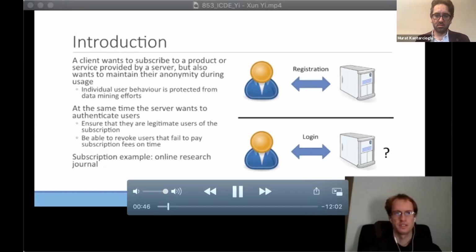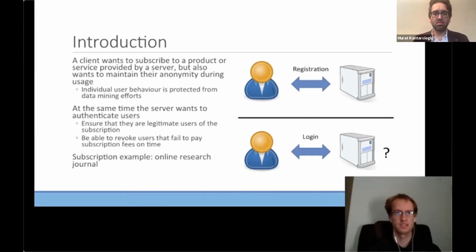So we consider a scenario where a client wants to subscribe to a product or service provided by a server, but also wants to maintain their anonymity during usage, such that individual user behavior is protected from data mining efforts. At the same time, the server wants to ensure that only legitimate users of the subscription are active, and at the same time be able to revoke users who fail to pay the subscription fees on time.